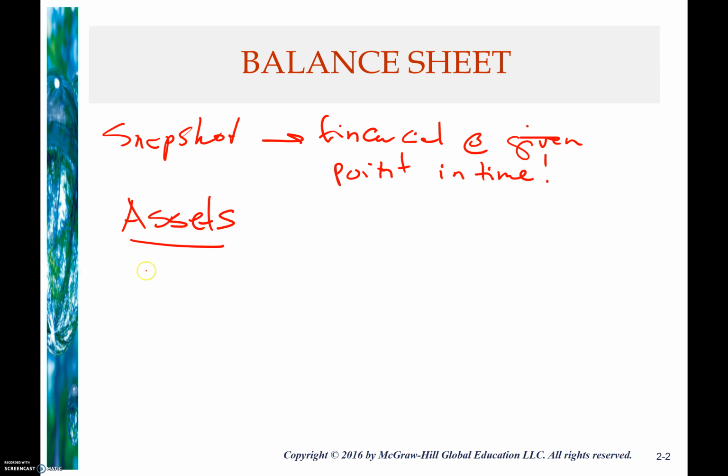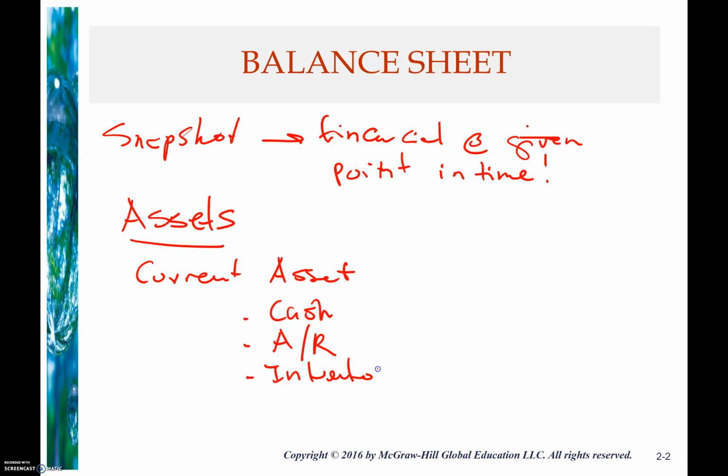Okay, so current assets. This is where you'll find the cash, right? After the cash, you will find your accounts receivable, and then you'll find your inventory. And last but not least, you'll find any prepaid expenses. All right. So the current assets are listed in that way. It's listed in the order of liquidity, right?